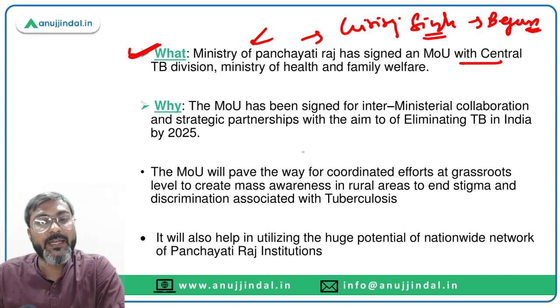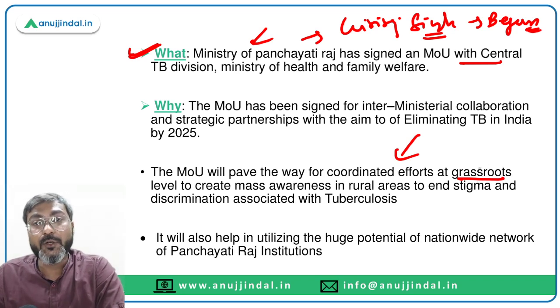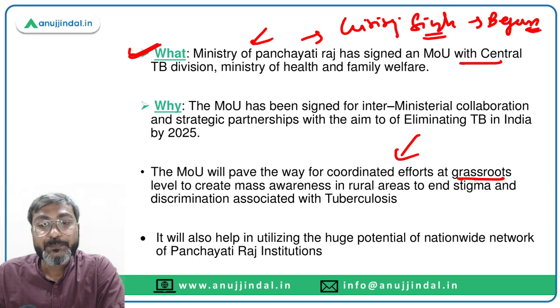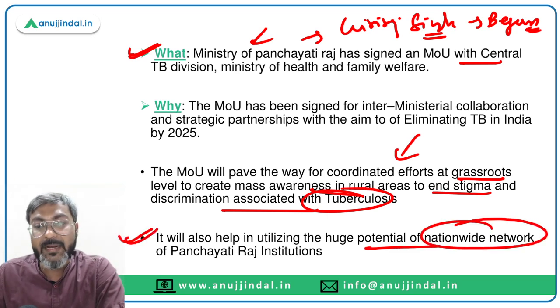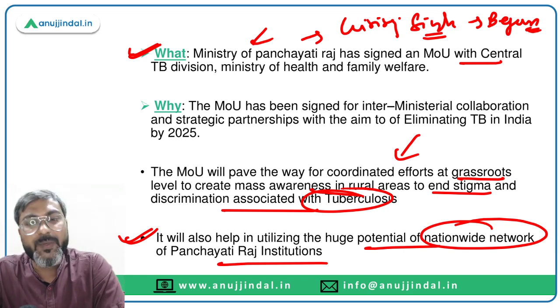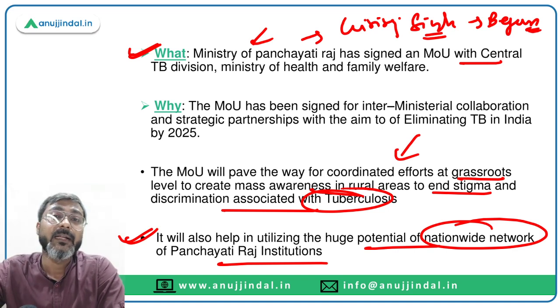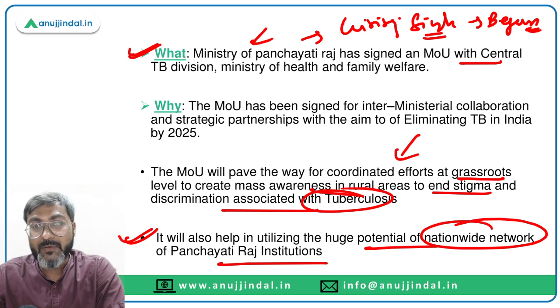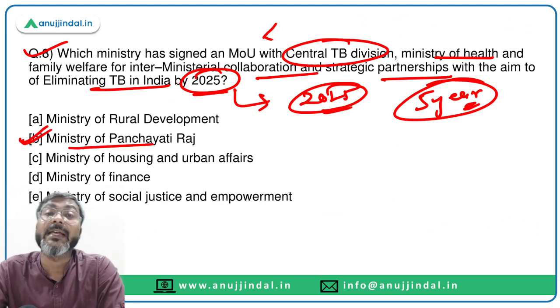So remember, this MOU will pave the way for coordinated efforts at the grassroots level, because the Ministry of Panchayati Raj is, you know, coordinating the efforts of the Panchayat. So therefore, the MOU will pave the way for coordinated efforts at the grassroots level to create mass awareness in rural areas to end stigma and discrimination associated with tuberculosis, right? And it will also help in utilizing the huge potential of the nationwide network of Panchayati Raj institutions. So basically, to take the efforts to the grassroots level to eliminate TB by the year 2025, this MOU has been signed, all right? And therefore, the correct answer is option B, Ministry of Panchayati Raj.